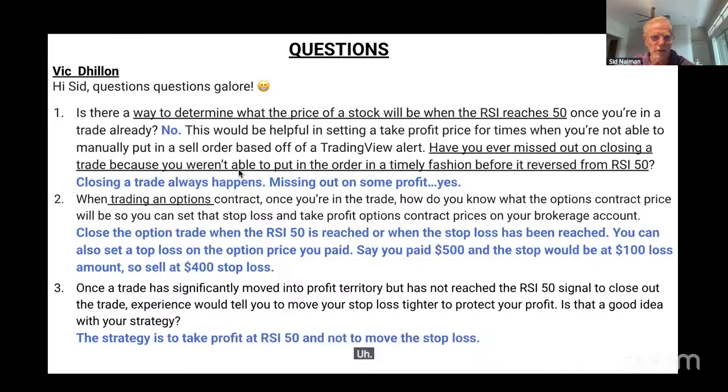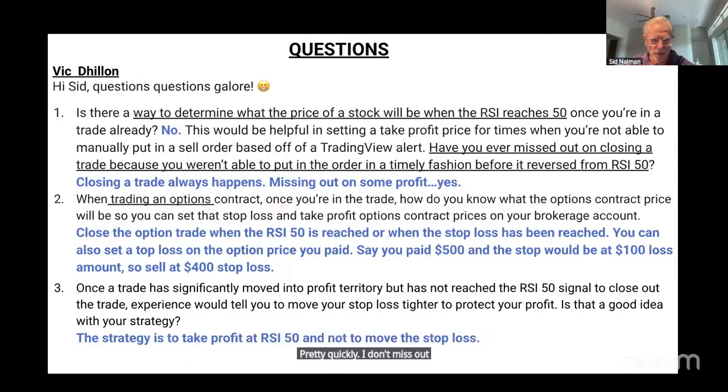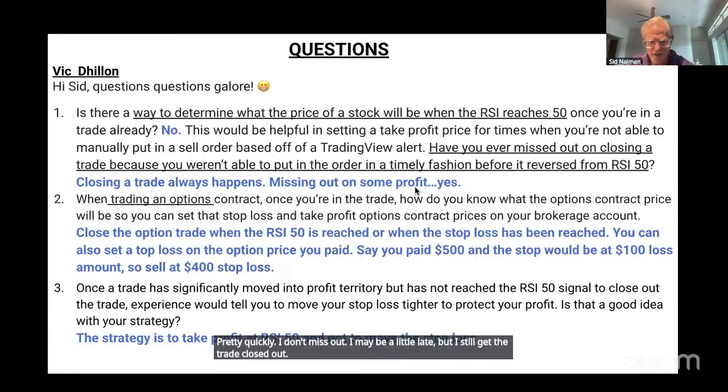Have you ever missed out on closing a trade because you weren't able to put the order in in a timely fashion? Closing a trade always happens with me. I usually get the alert and go in pretty quickly. I don't miss out. I may be a little late, but I still get the trade closed out. Do I miss out on some profits? Sometimes, yes. But as long as I'm making profits and with a good win rate, I'm happy.